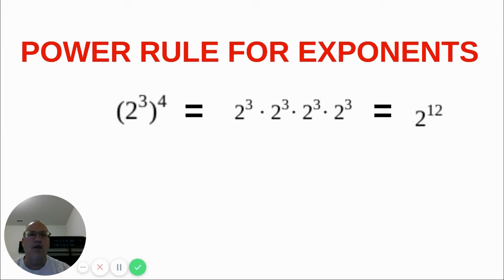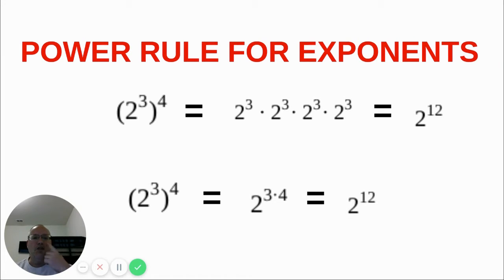Is there a quicker way? Yes, there's a quicker way, because when you do a power to a power, the shortcut is you just multiply the exponents together. Of course, you have to make sure that all the numbers have the same base when you're doing this. But if you multiply the 3 and 4 together, you get 2 to the power of 12. As you can see, it works the same way.